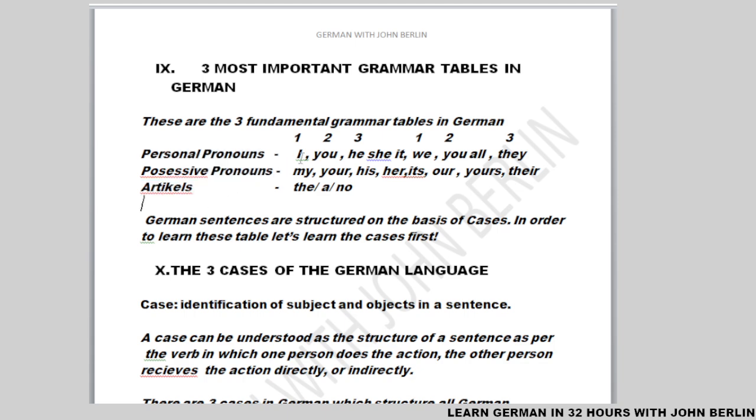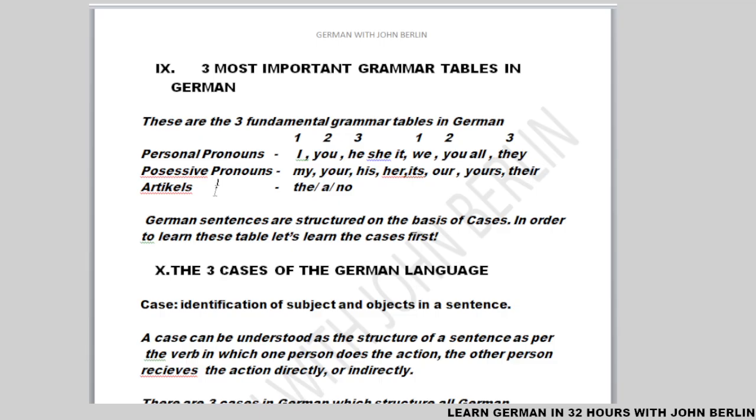Now, personal pronouns could be put like this: first person singular, I; second person singular, you; third person singular, he, she, it. Then again, first person plural, we; second person plural, you all; and third person plural, they. Yes, and for each personal pronoun, there is a respective possessive pronoun. For example, I is my, you is your, he, she, it is his, her, its, we becomes our, you all is yours, and they is their, right?